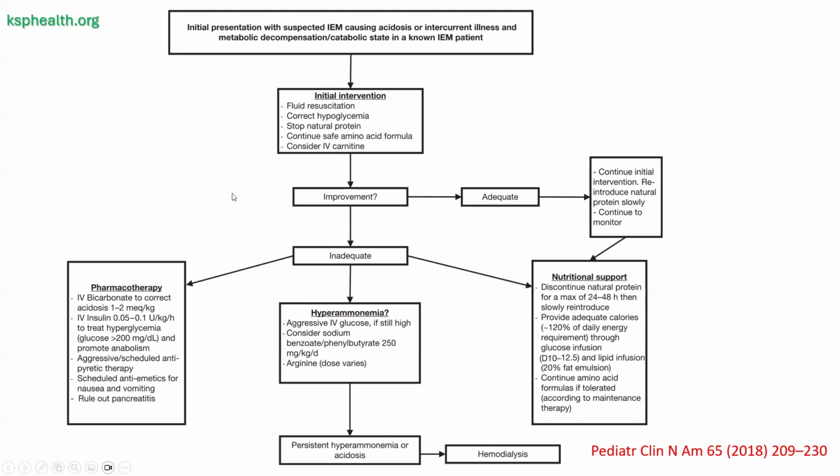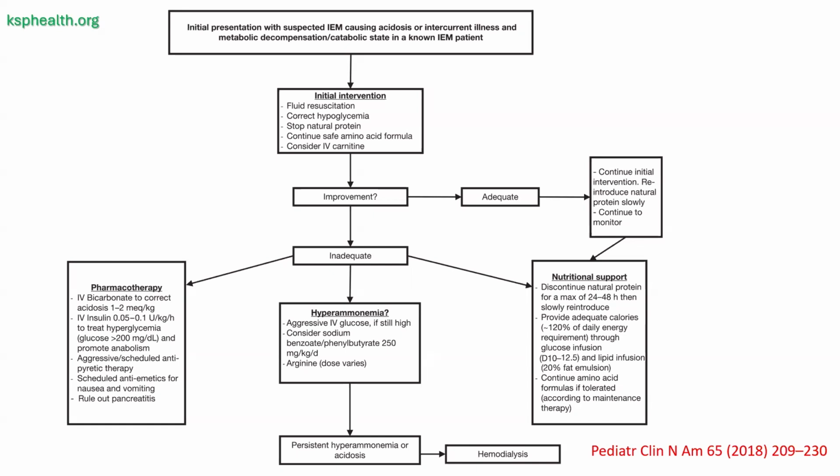If the acidosis is very severe, you need to treat with IV bicarbonate. When there is hyperglycemia, treat with IV insulin, especially when the sugars are more than 200. Antipyretic therapy is also important. The increased temperature can cause muscle breakdown that can cause gluconeogenesis and hyperglycemia, so keep that in mind. These patients will have nausea and vomiting because of acidosis, so that needs to be taken care of. And make sure we are not missing the diagnosis of pancreatitis.